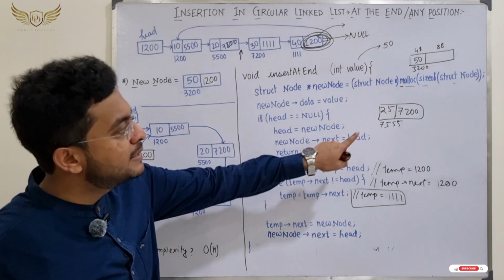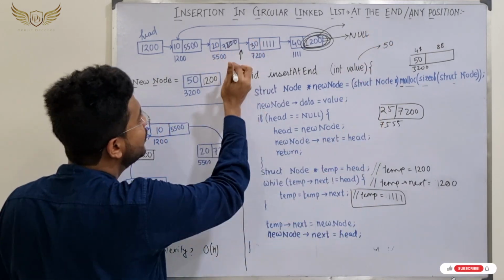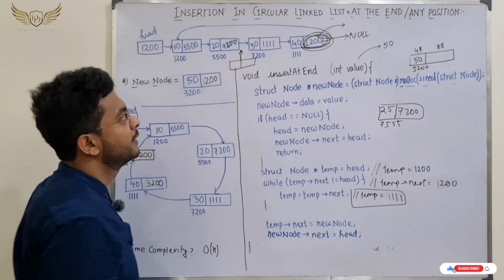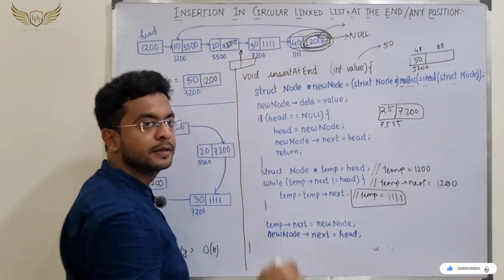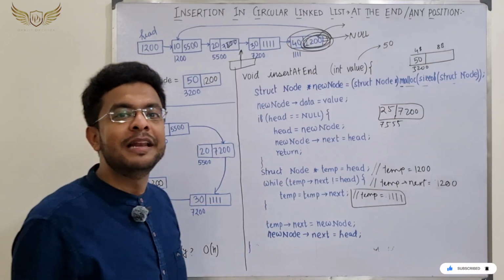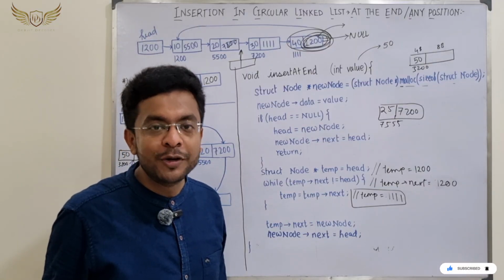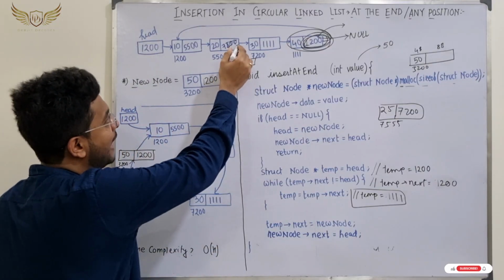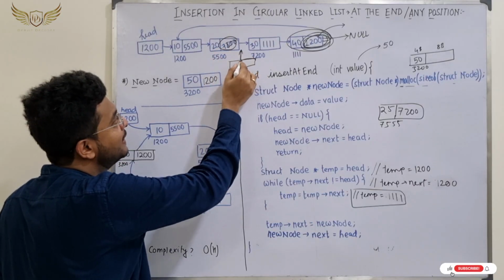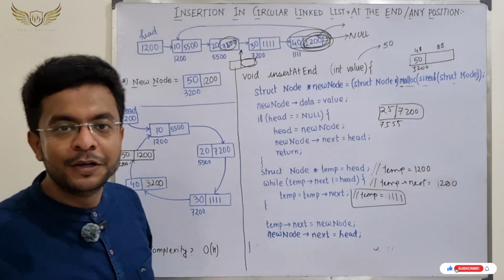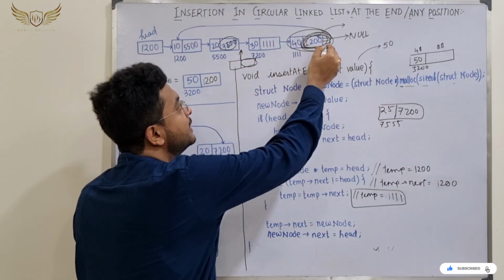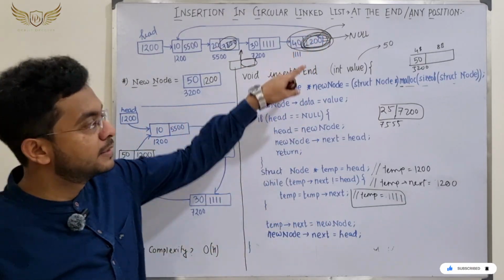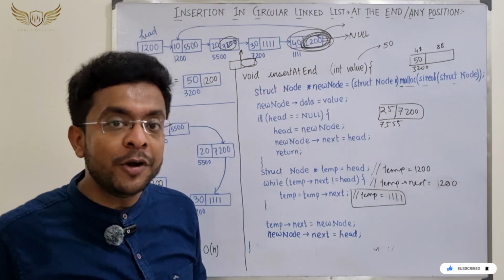Now, if you want to insert a node at the middle, is there anything to do with this last node? The answer is no, because we need to somehow reach the middle, and we have to play with this and this, nothing else. We need to modify this and this. This has nothing to do with this pointer, or this value, or this address. I hope you are getting it.